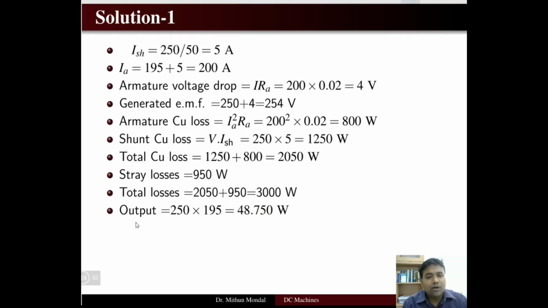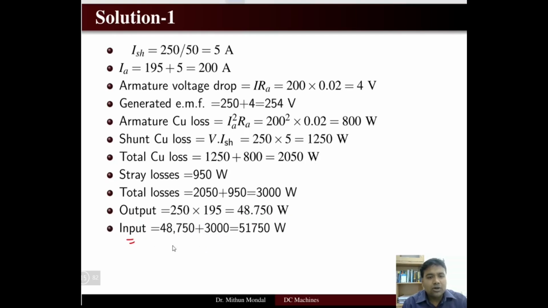Now determine the output power. The output power you can determine as the product of the voltage and the current. So the terminal voltage multiplied with the terminal current or the load current will give you the output power, that is 48.75 watt. So this is the output power.